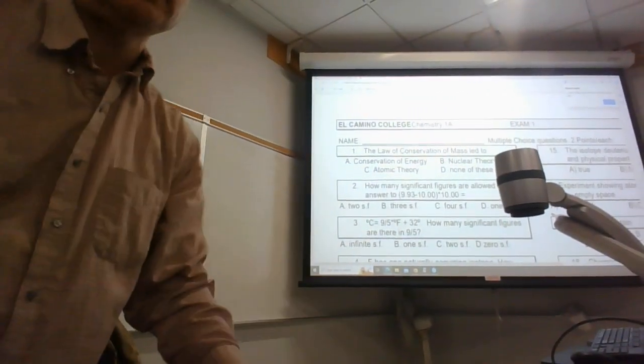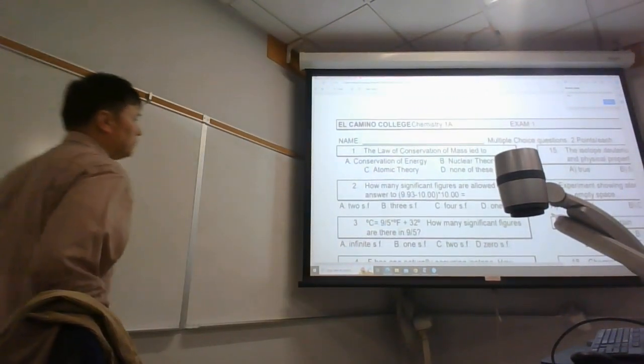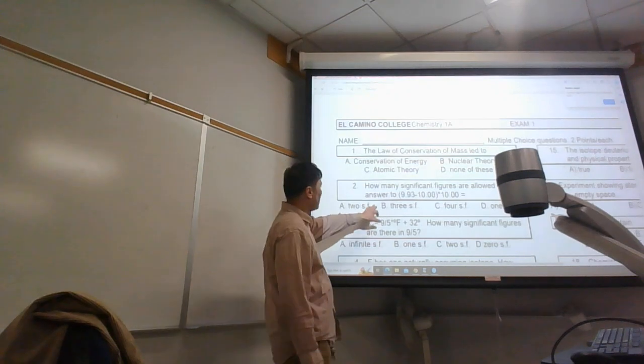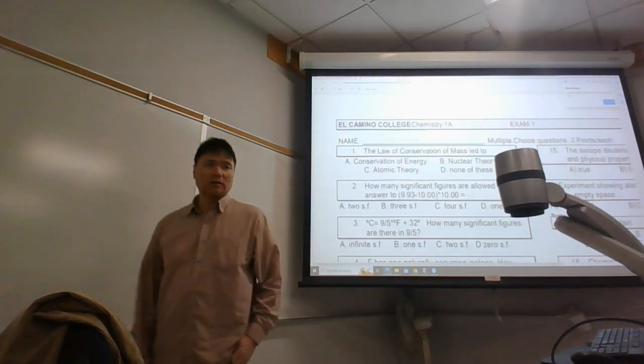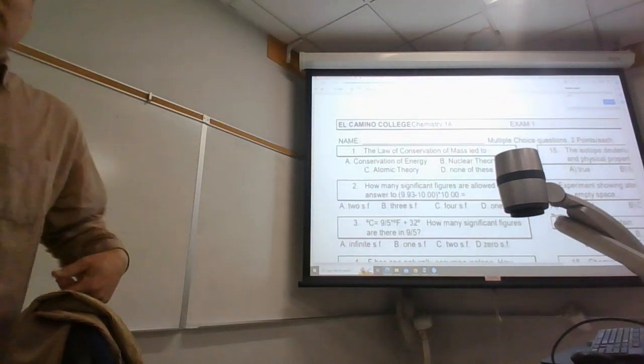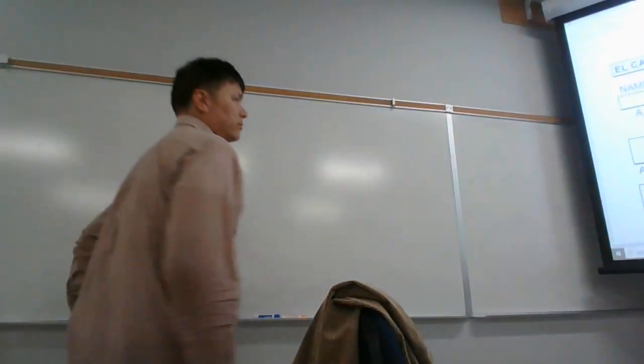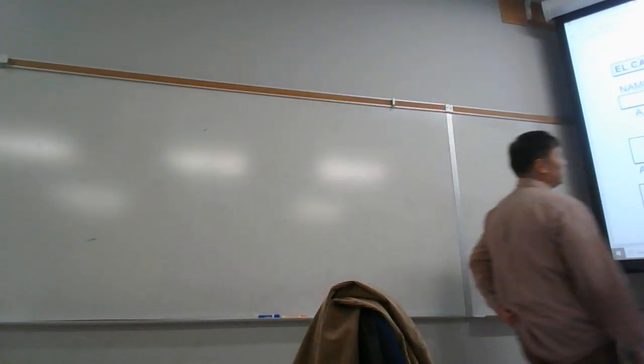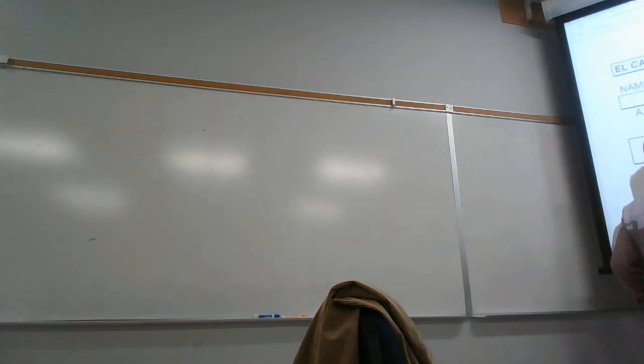We'll take a look at how many significant figures are allowed as an answer. It's mixed. The two rules that we have to deal with are multiplication and subtraction.